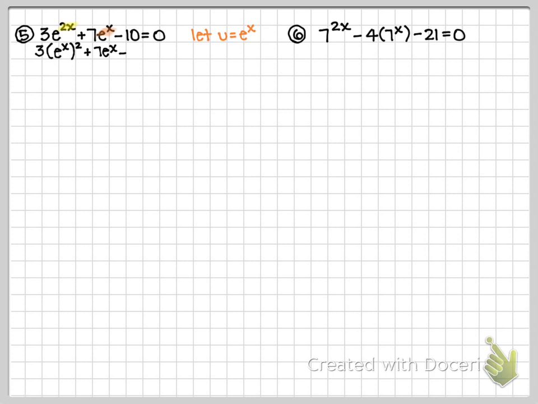7e to the x minus 10 equals 0. Now I'm going to replace all of my e to the x's with a u, and see if we can go from here. So now I've got 3u squared plus 7u minus 10 equals 0. Okay, now we're back in quadratics again.